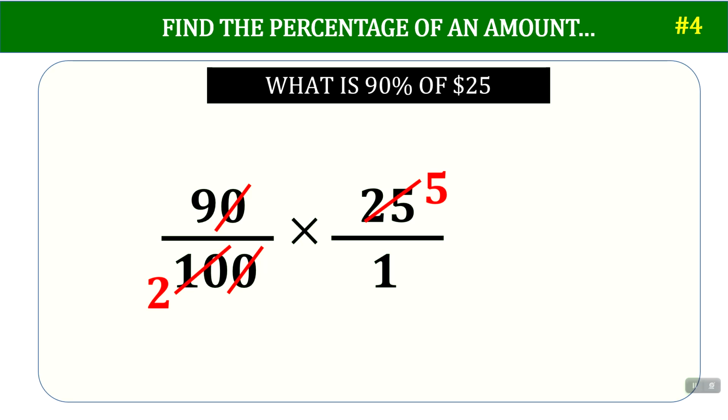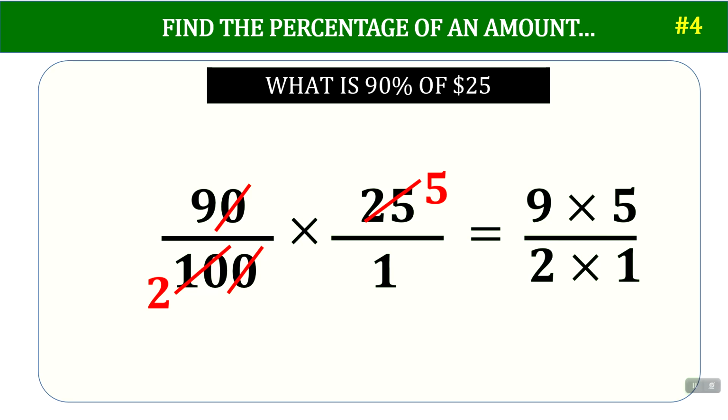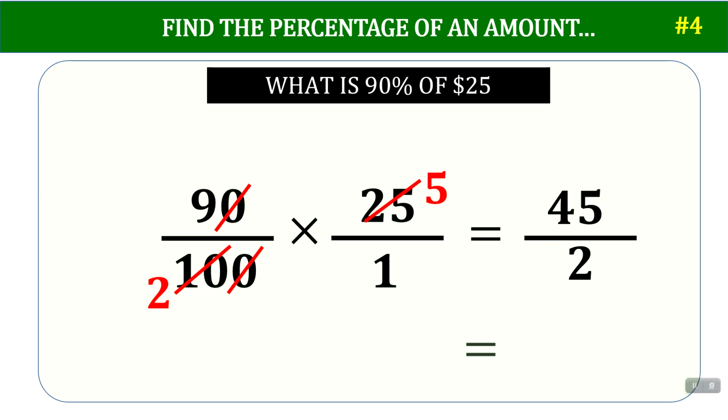I check again to see if there are any other numbers that can be divided by the same number, and there aren't any. So now we multiply the numerators, we get 9 times 5. We multiply the denominators and we get 2 times 1. 9 times 5 is 45. 2 times 1 is 2. And again we have a fraction, 45 over 2. And it's not such a simple number, and so we can change that into a whole number or a decimal number through division. So we take 45 and we divide it by 2.